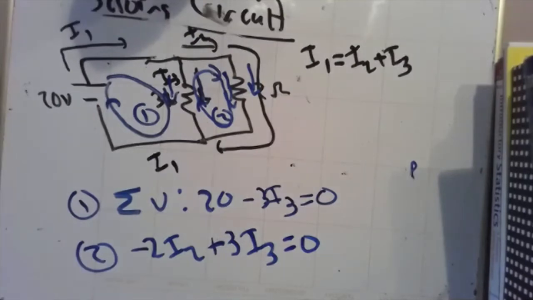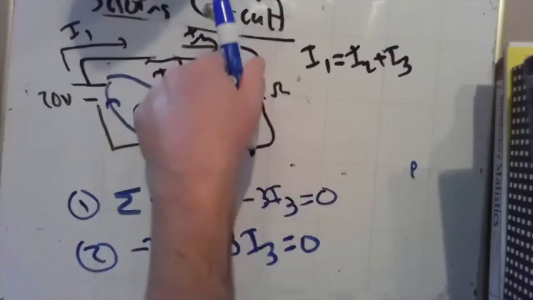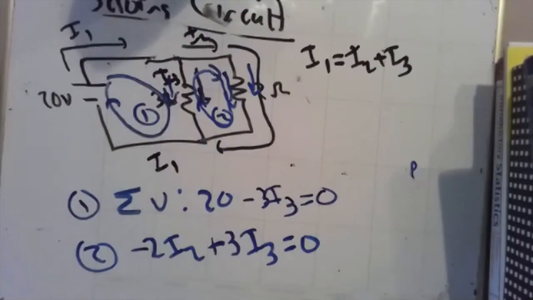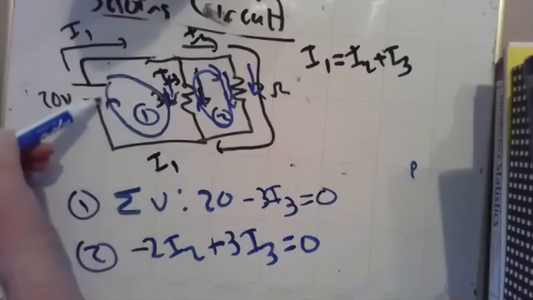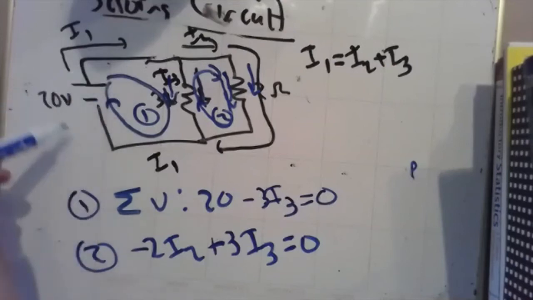Okay, questions at all so far? Why is it, oh, it's -2 I2 because it's a drop? Yep. If you go through a resistor the right way, it's a drop. If you fight the resistor, it's a rise. Okay. Going through a battery the right way, your loop going through the battery the right way is a rise. Your loop going backwards is a drop.